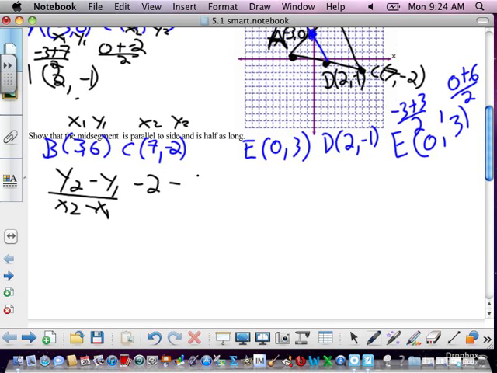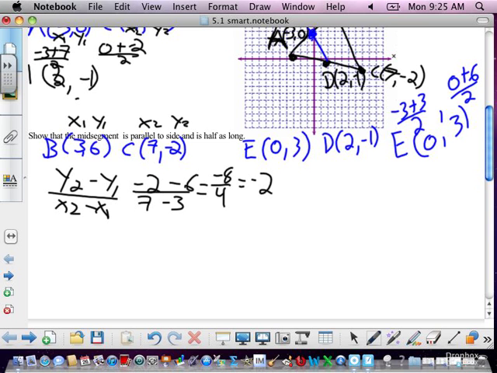Negative 2 minus 6 over 7 minus 3. Negative 2 minus 6 is negative 8. If I put x2, y2 and x1, y1, that would be fine. 7 minus 3 is 4. 4 goes into 8 how many times? Twice. Anybody have a question? Yes. Okay, so that's the slope of BC. So ED better be the same slope, right? Or else this isn't working.